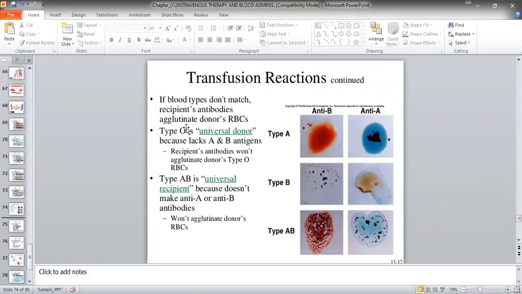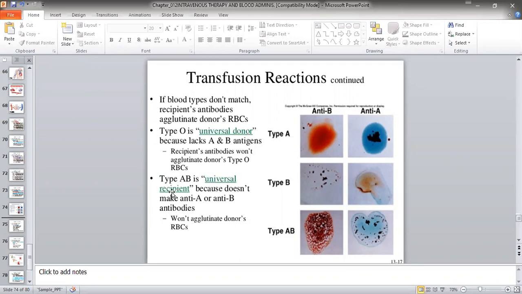So basically, universal donors are O and universal recipients are AB. An easy way to remember: universal donor, D-O-N-O-R, and it is O. So there are three O's in donor, right? But recipient, no O at all. AB, universal recipient, right?